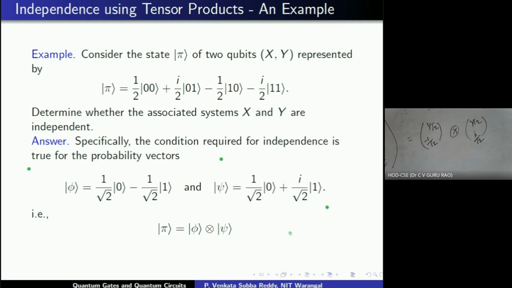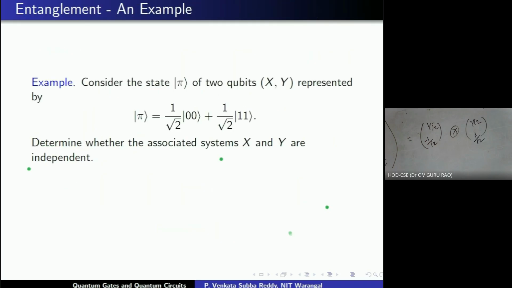Okay. Now, is it a product state or not? Now you tell me, is it a product state? No. Here it is impossible to write it this way. Okay, for 2 minutes we will try to understand why it is not possible to write it this way. Assume that it is possible to write it that way.